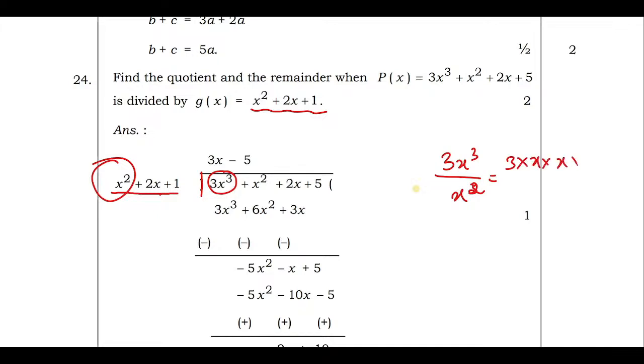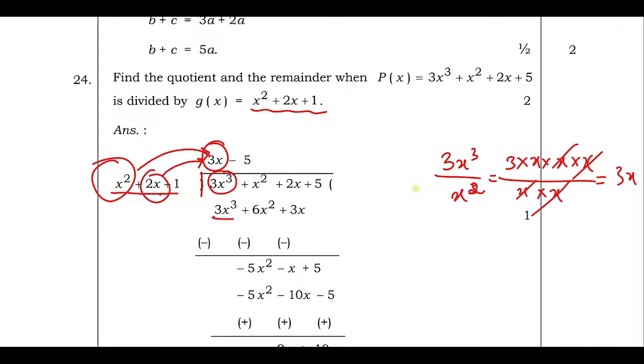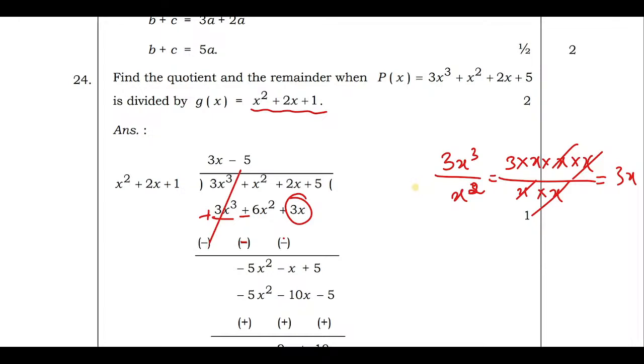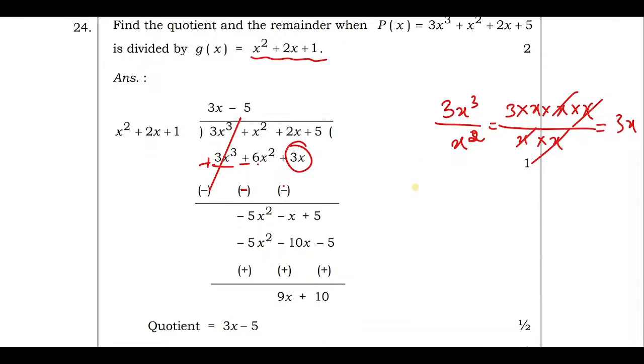3x cube can be written as 3 into x into x into x divided by x into x. Now x will cancel. What we get is 3x. Now multiply by 3x. x square into 3x is 3x cube. 2x into 3x is 6x square. Now 1 into 3x is 3x, right? Now change the sign: plus becomes minus, plus becomes minus, plus becomes minus. 3x cube minus 3x cube will cancel out. Now minus 6x square plus x square, we get minus 5x square, plus 2x minus 3x is minus x, plus 5 as it is.